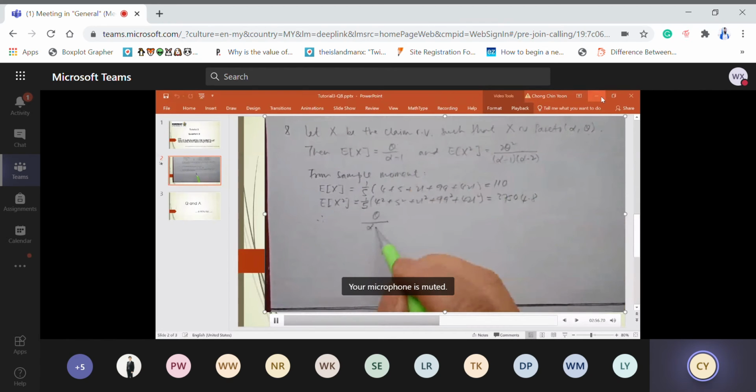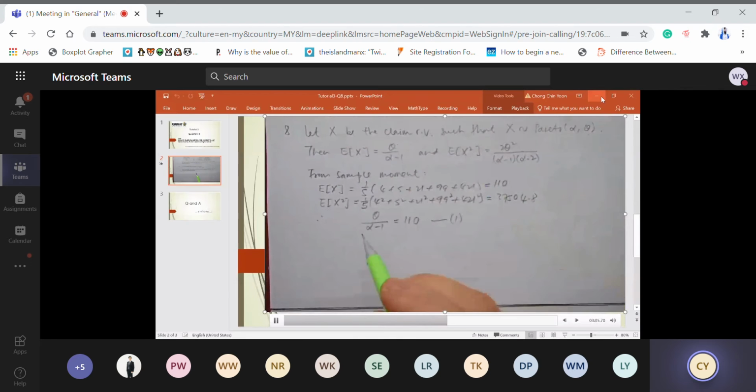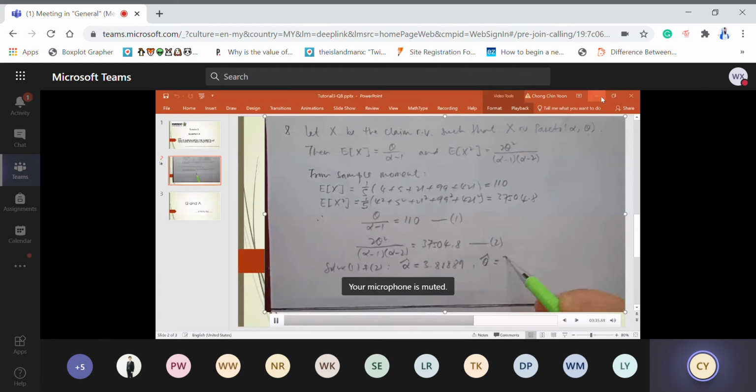Theta divided by alpha minus 1 is equal to 110, and we name this the first equation. Then 2 theta squared divided by (alpha minus 1)(alpha minus 2) is equal to 37504.8, and this is the second equation. Now we solve the first and second equations. We will have the estimate of alpha equal to 3.81889, and the estimate of theta equal to 310.0782.